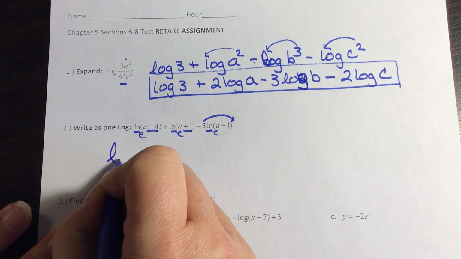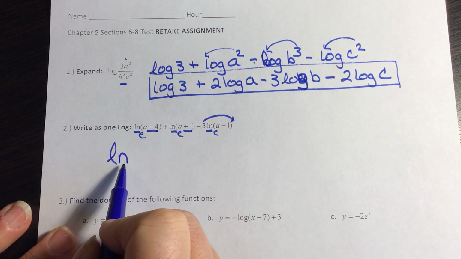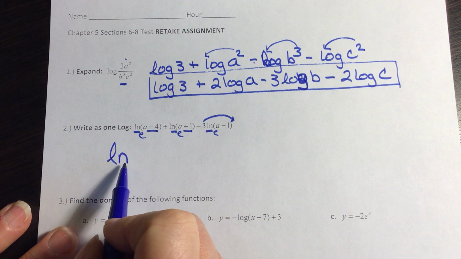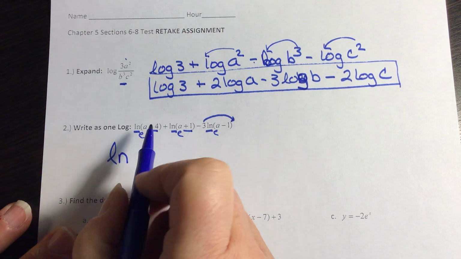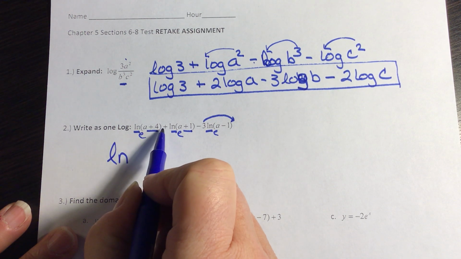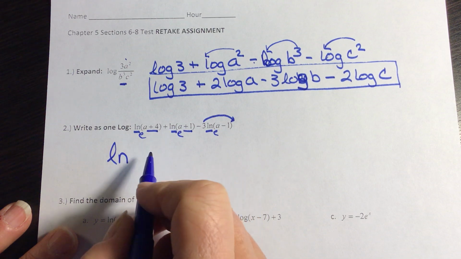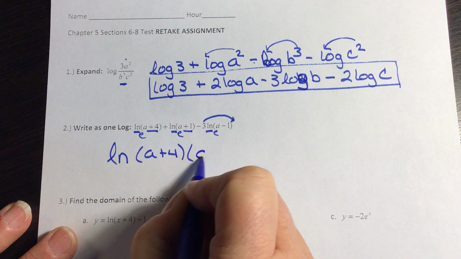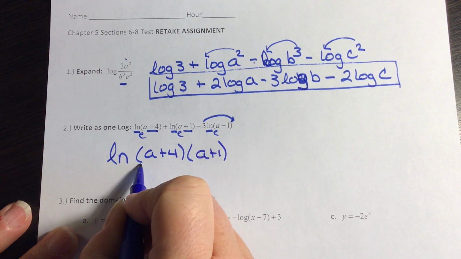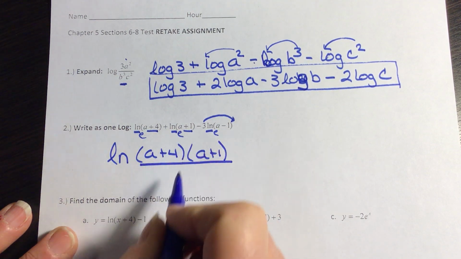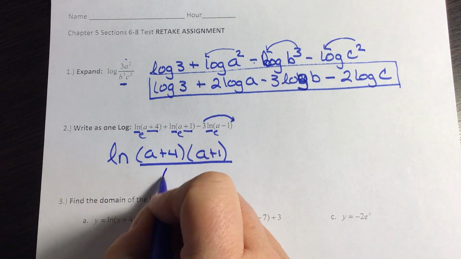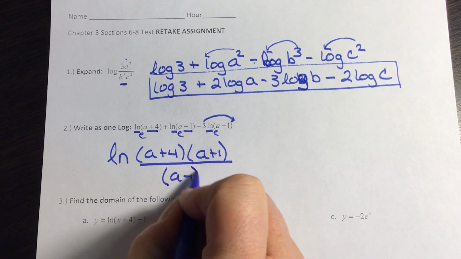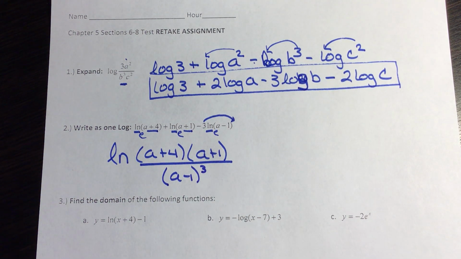So I'm going to have 1 log. So natural log, I know it's base e. The a plus 4 plus a plus 1 becomes multiplication. A plus 4 times a plus 1. And then the division, because of the subtraction, I'm going to have a minus 1, and that's to the third power.